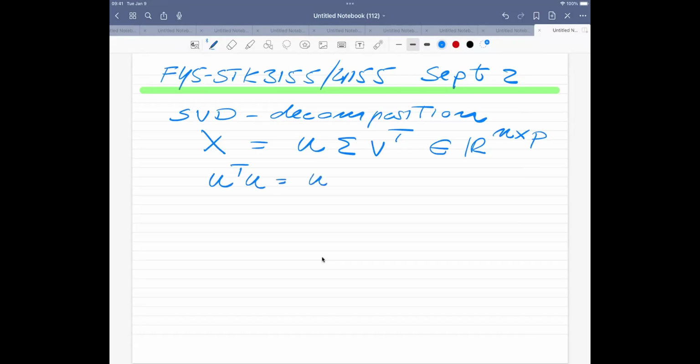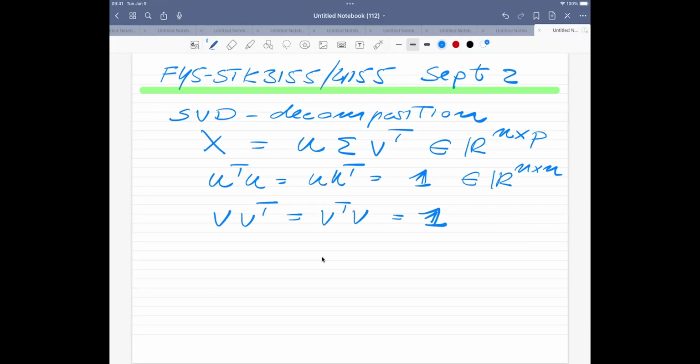So they have the property that U times U transposed is equal to the identity matrix. This identity matrix has a dimension n times n. So U is a matrix of dimension n times n, and the same with V. This is also an orthogonal matrix.